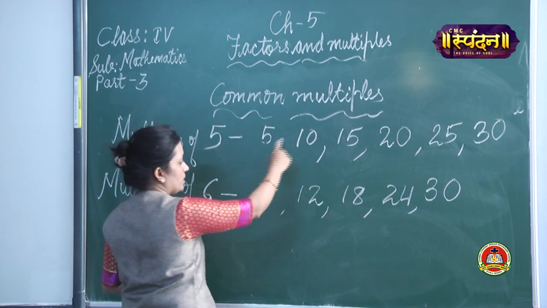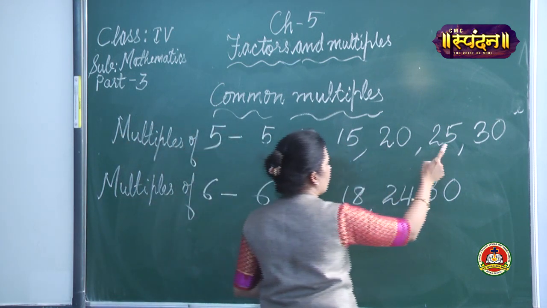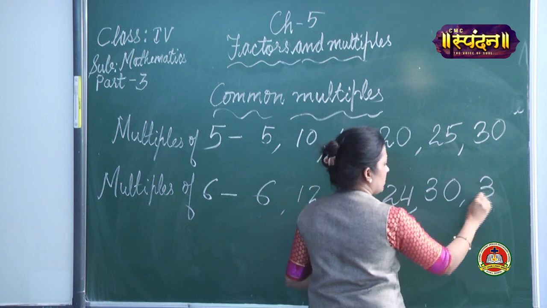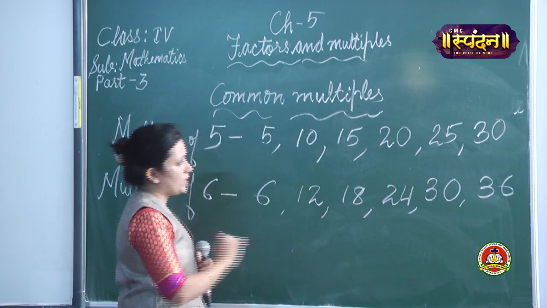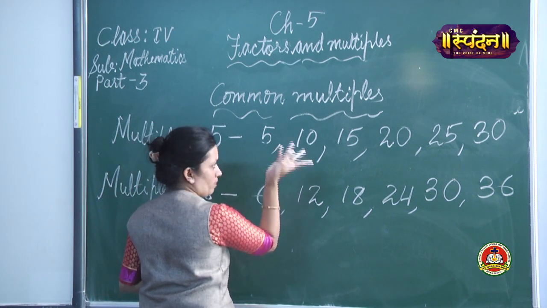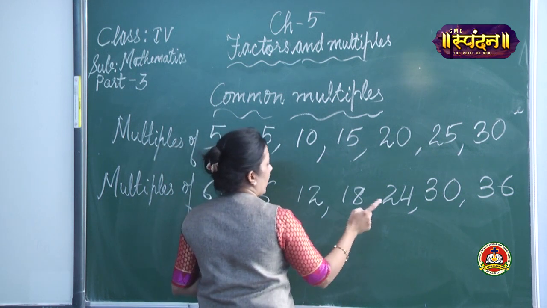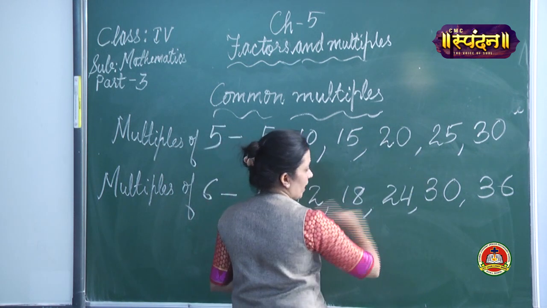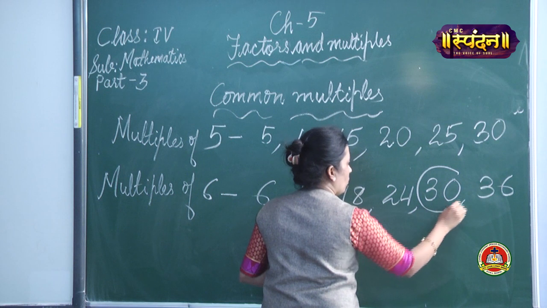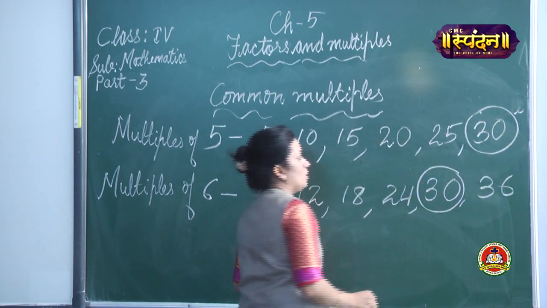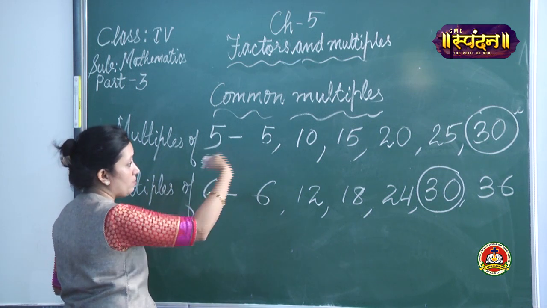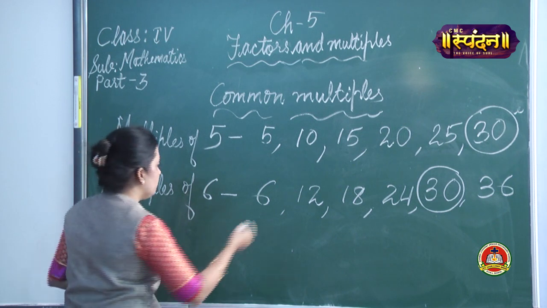Okay, 5 1s are 5, 5 2s are 10, 5 3s are 15, 5 4s are 20, 5 5s are 25, 5 6s are 30. I have got that. So let me take 6 6s also, 36. Now I have written the first 6 multiples, not 5. So this is not matching, 15 not here, 20 nowhere, 25 nowhere, 30 yes. I have 30 here. So which is my first common? No other matching is there.